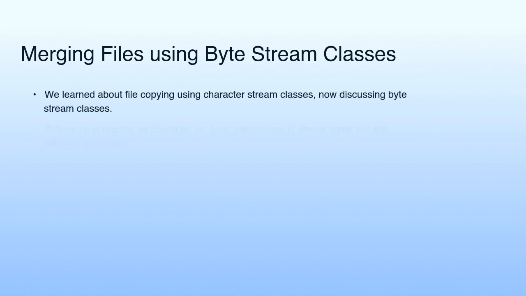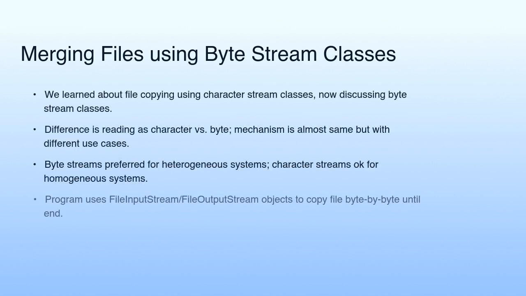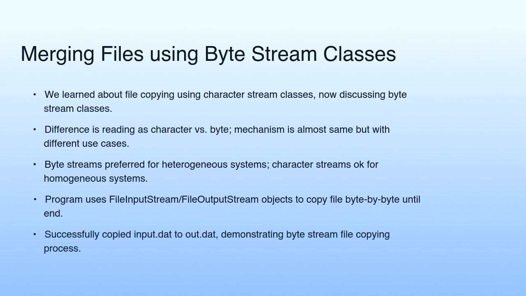Previously, we learned about file copying using character stream classes. Now, we are discussing byte stream classes for the same task. The difference is reading as bytes instead of characters. The mechanism is almost the same, but with different use cases. Byte streams are preferred for heterogeneous systems, while character streams are suitable for homogeneous systems. This program uses FileInputStream and FileOutputStream objects to copy a file byte by byte until the end. It successfully copied the input.dat file to out.dat, demonstrating the byte stream file copying process.